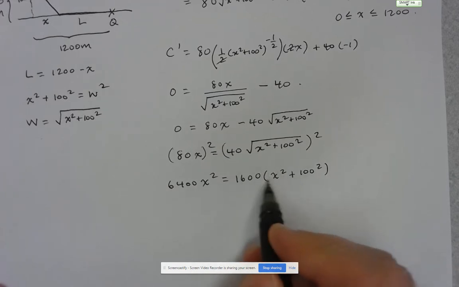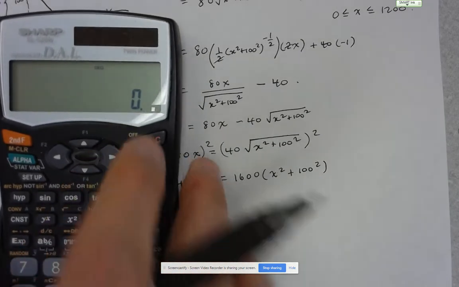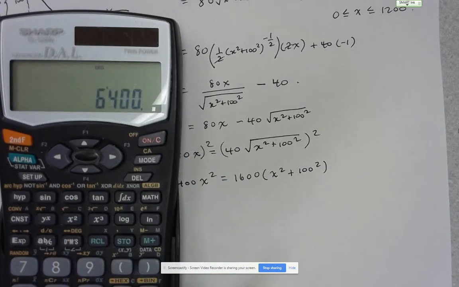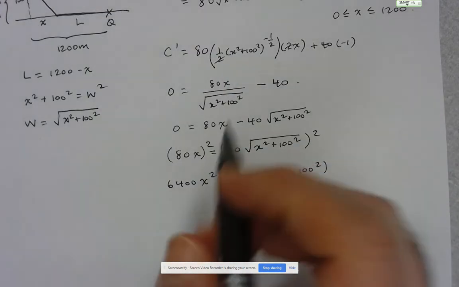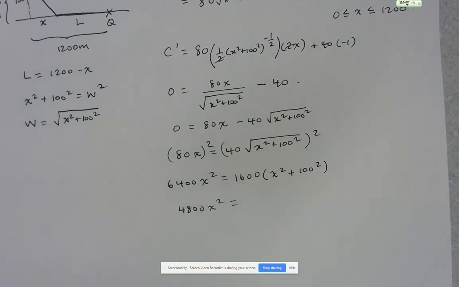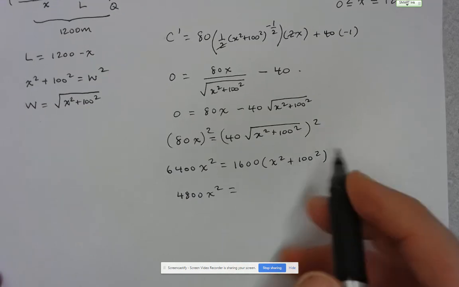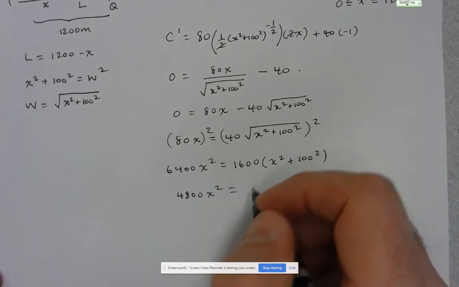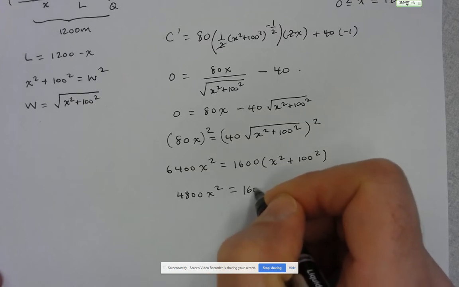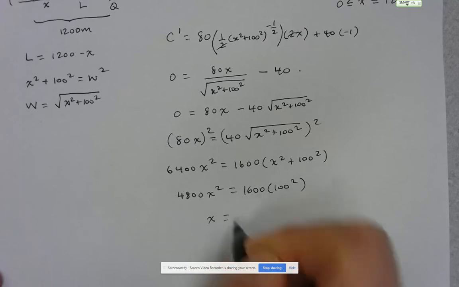So here, distribute this, bring this over to the other side. So let's just check here, I should be able to do this in my head, but just to be sure, let's do 6,400 minus 1,600, and that gives us 4,800 x squared equals 1,600 times 100 squared. I'm not going to bother multiplying that because I'm going to put everything into my calculator. So 1,600 times 100 squared. Okay, and now let's solve for x.